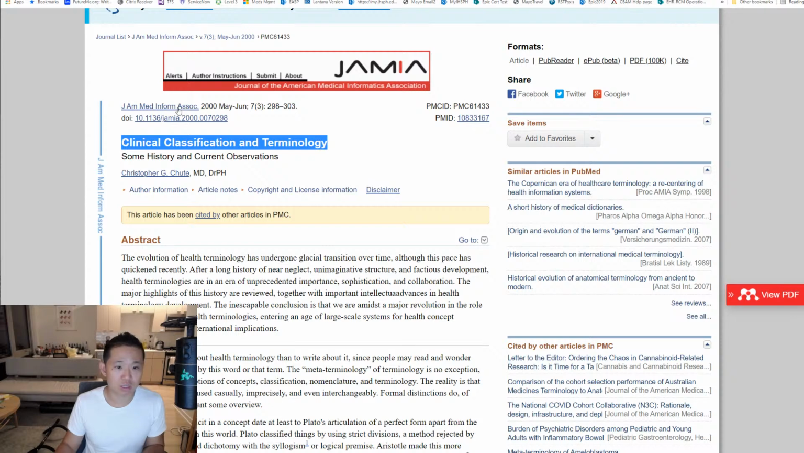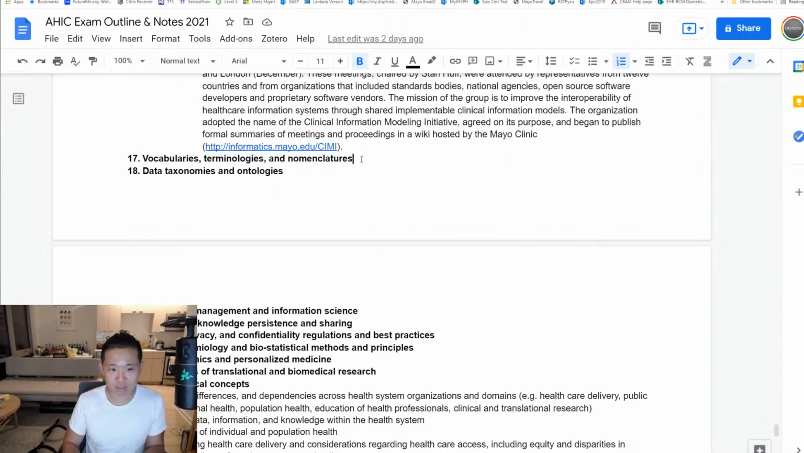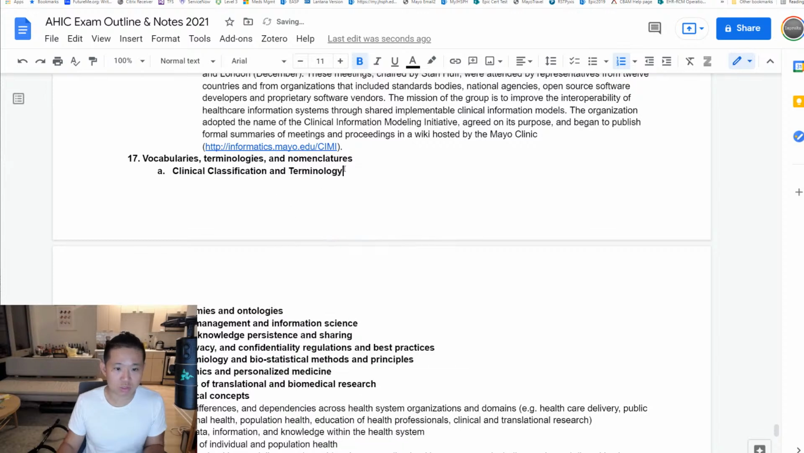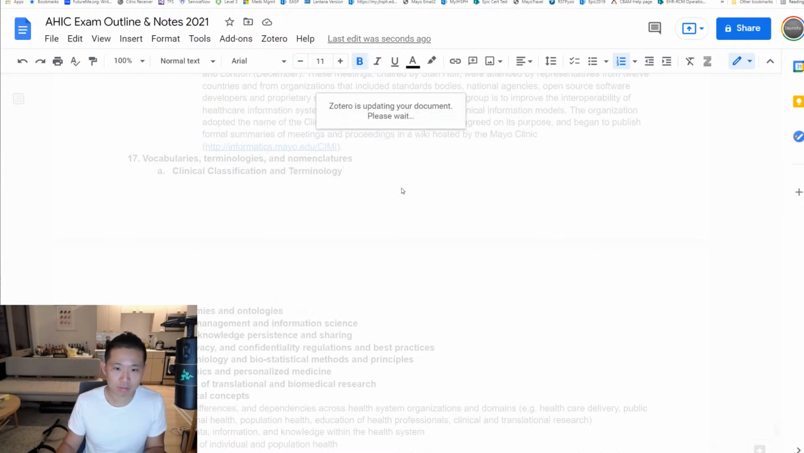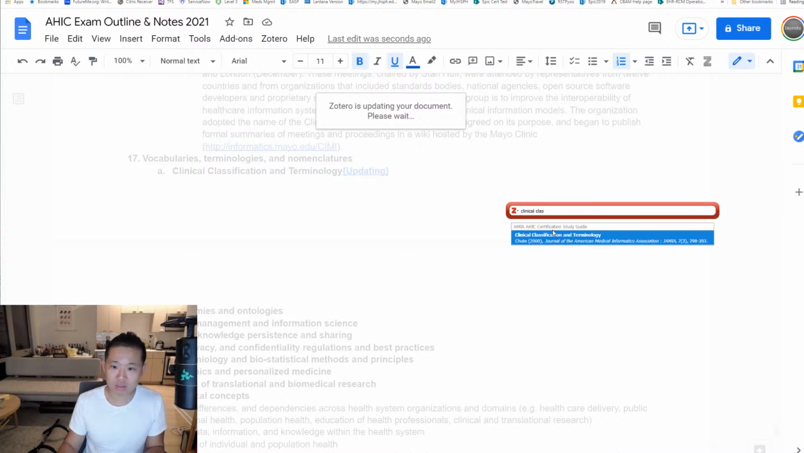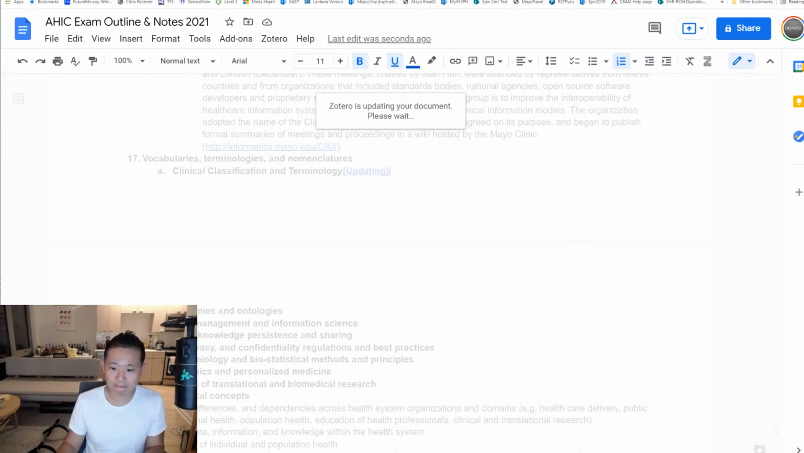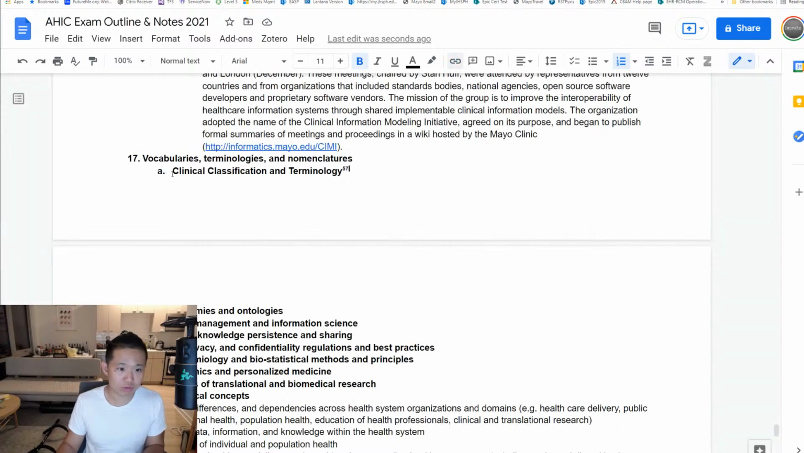Let's go ahead and see some history and current observations. It's a little outdated with 2000. Maybe we're bringing another one. Let's just see what this one shows, and then we'll come back to this. Cite this. Classifications. Right. Copy paste. I really wish this was a little faster. The lag with Zotero was a little annoying. Okay, so I think we're good here. Let's go ahead and read through the article.